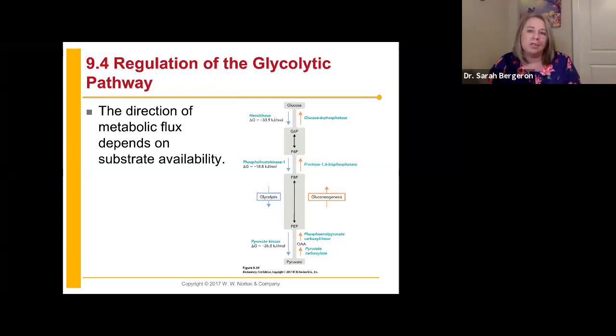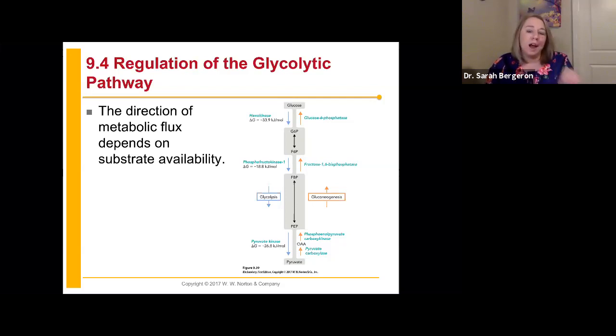So there are two basic categories of reactions within glycolysis. There are reactions where you have a delta G that's close to zero, whether it's positive or negative, it's just really close to zero. These are reversible. These have enzymes that are going to work at full capacity, right? So the direction of the flux doesn't depend on the enzyme, it depends on the substrate availability.